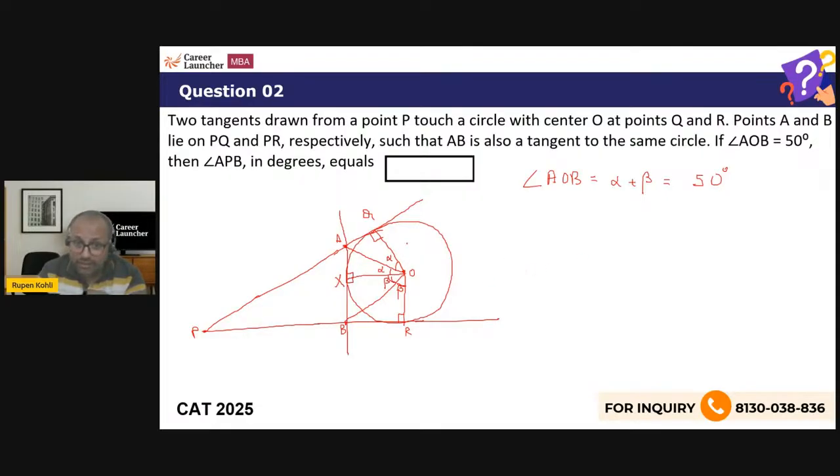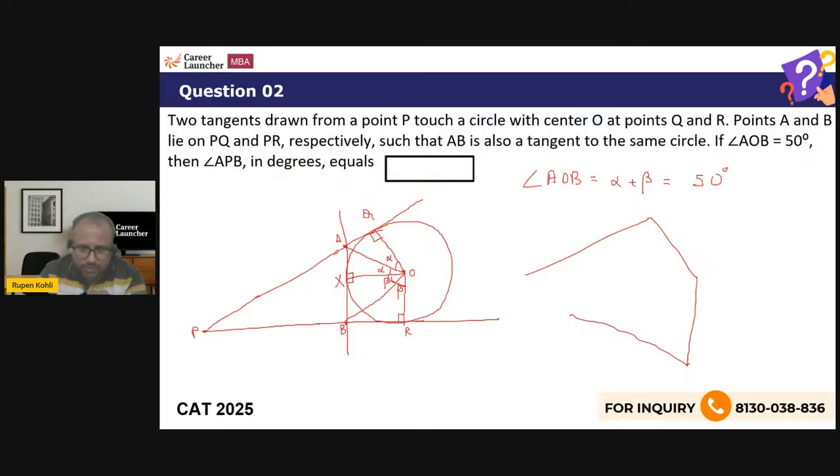So in that quadrilateral PQOR, these two angles are 90 each. The sum of angles of a quadrilateral is 360. So these two are 90 each, therefore the other two angles must also add up to 180. Let me draw this separately just so that you are perfectly clear what I'm talking about.